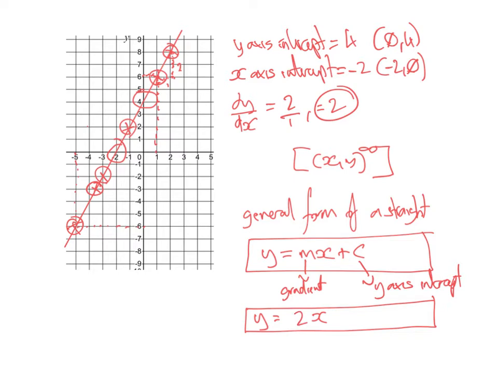And then we also know what the y-axis intercept is, because we worked it out here. We can see that it's where the line cuts through the y-axis, and that's positive 4. So, the equation of the straight line is y equals 2x plus 4. Okay, now, let's prove it.